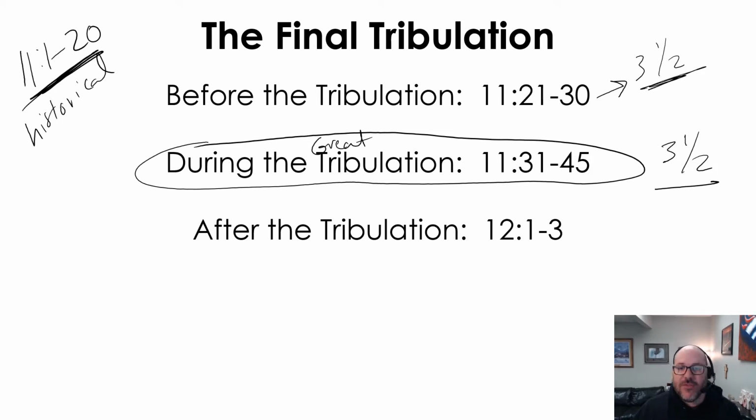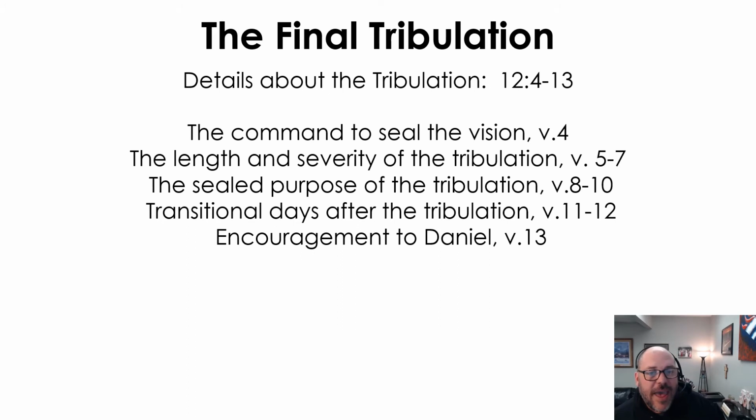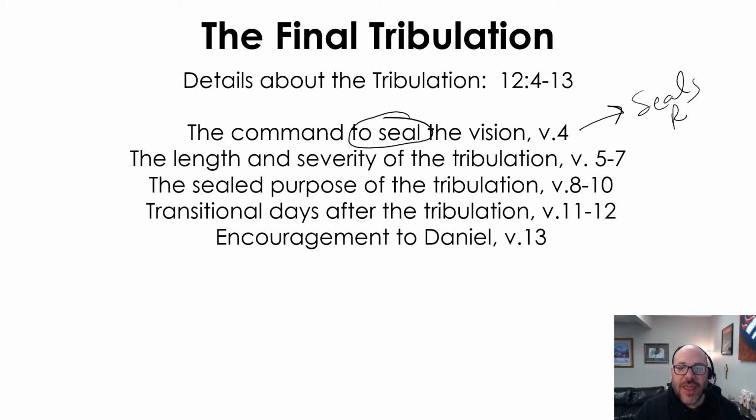Now, after we have gone through that, then we have some specifics. We have details about the tribulation. We have the command to seal the vision. Now, I look at the command to seal the vision, and I connect that with the seals in the book of Revelation. Seal the vision, Daniel, and when we break the seals, the vision is going to be unleashed. We'll look at that when we get there.